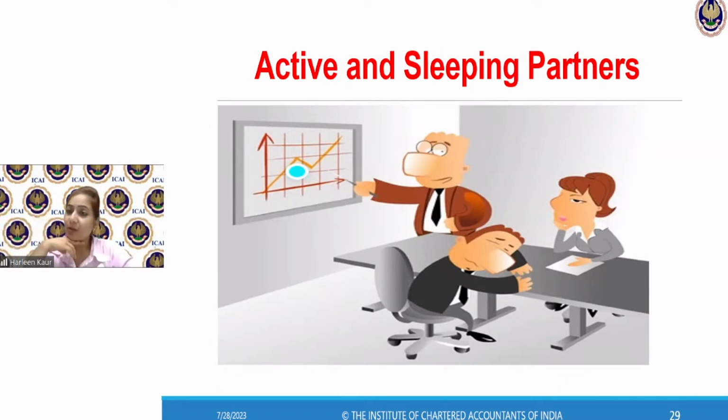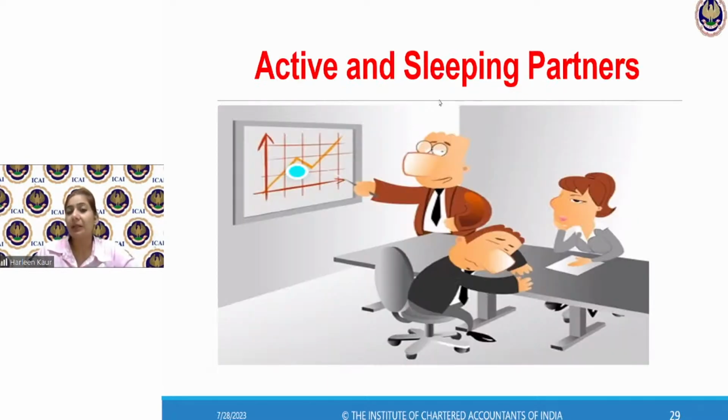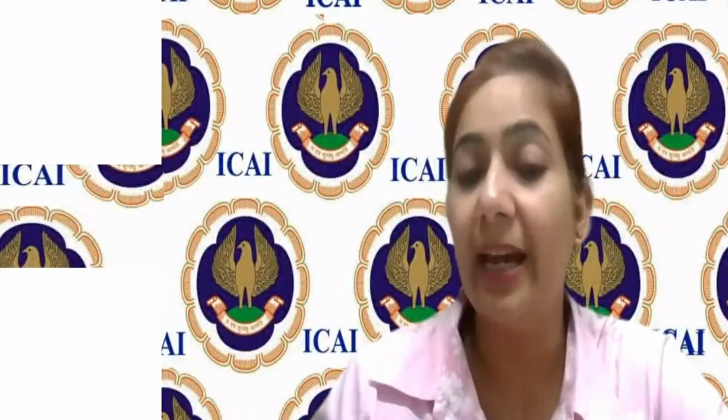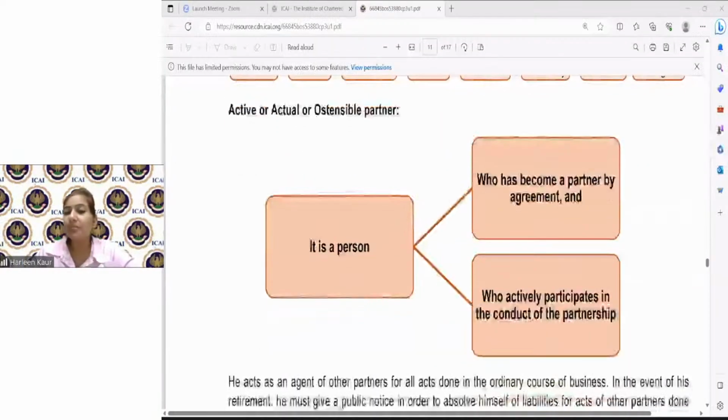Will he be liable to other parties? Can you say active partner is one who is participating in everything and he is being held liable? But can you say this little sleeping partner who is just sleeping over there, will he be liable? Yes or no? You tell me. Let me see how much judgment you want to make before answering it.